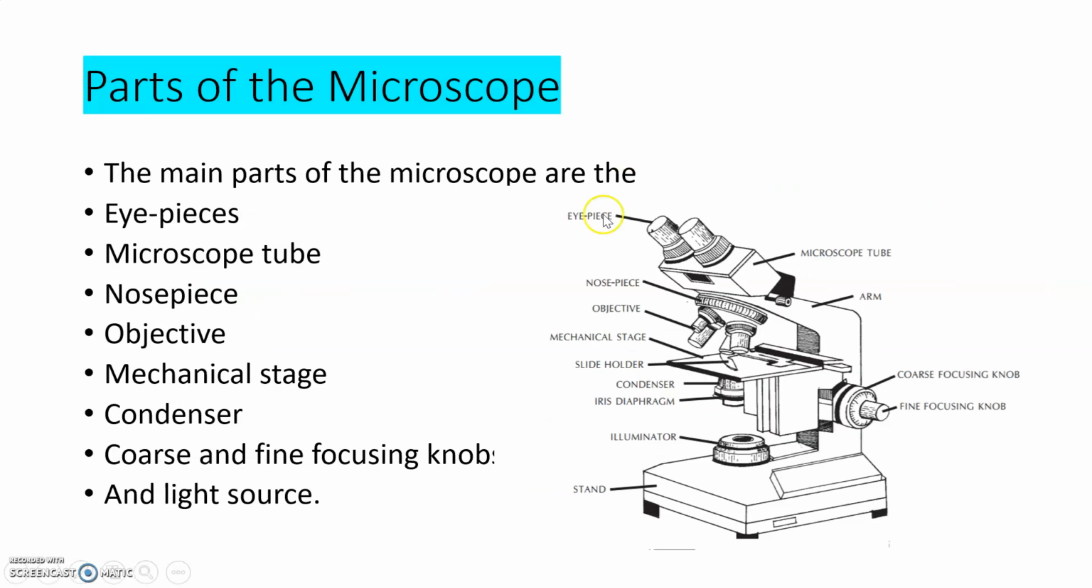Now this is actually a binocular because it has 2 eyepieces. Okay. So now we can discuss the parts of the microscope.